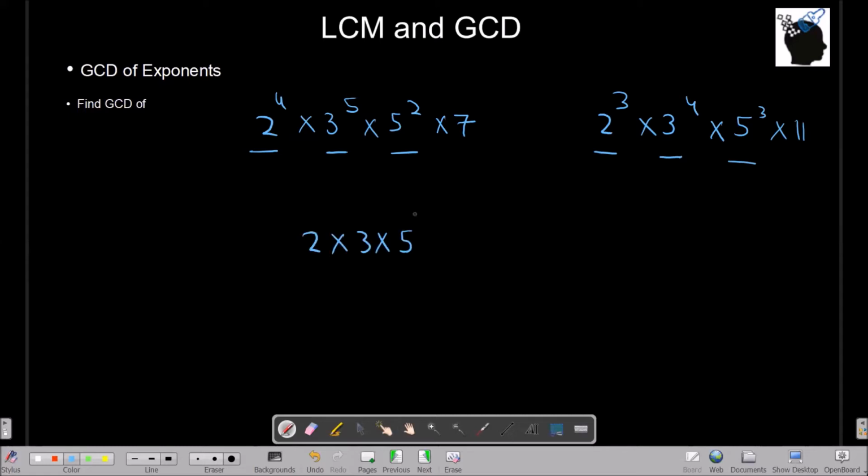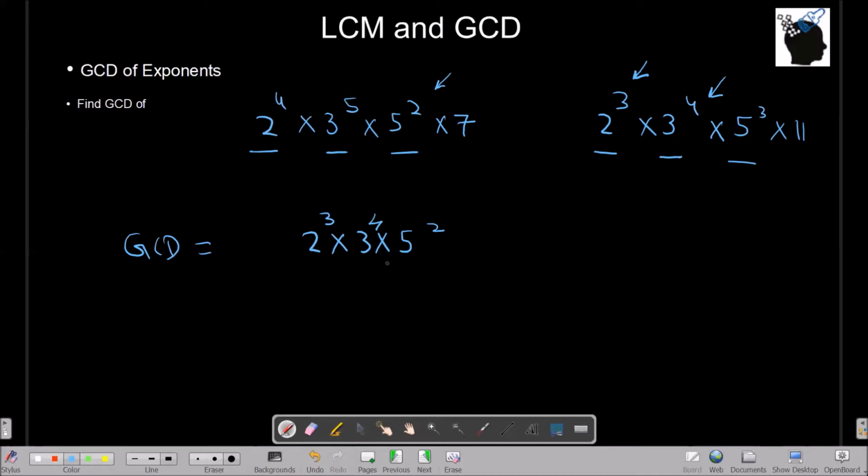Now you need to raise these prime numbers to the minimum powers in both of those exponents. So if you look at 2, the minimum power in both of them is 3. So I'll raise 2 to 3. If I look at 3, the minimum power is 4. And if I look at 5, the minimum power is 2. So GCD of these two numbers is nothing but 2 raised to 3 multiplied by 3 raised to 4 multiplied by 5 square.